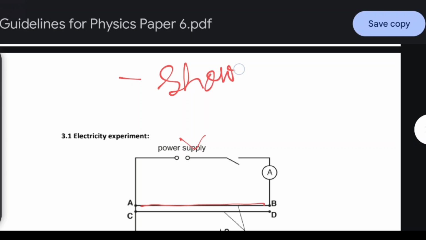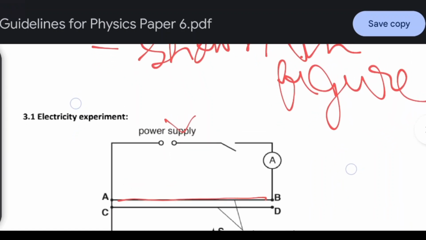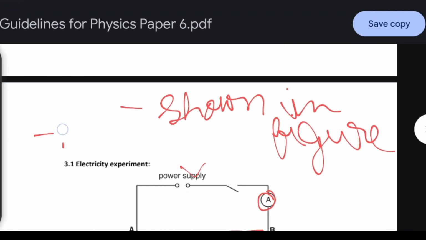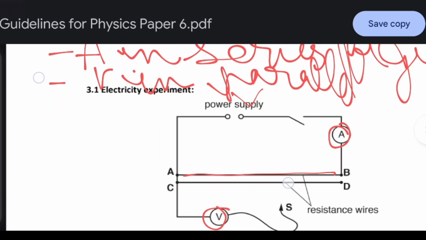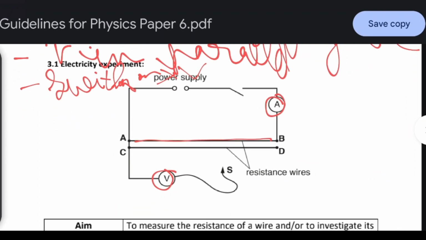Okay, we have discussed this type of experiment in March. Shown in the figure. Then you will say any additional apparatus like meter rule, you can say voltmeter, ammeter, if it's not mentioned. Then you will say connect the ammeter in series and voltmeter in parallel. Okay, ammeter in series, voltmeter in parallel. All right. Then you will say switch on the power supply. Then allow the current to flow.